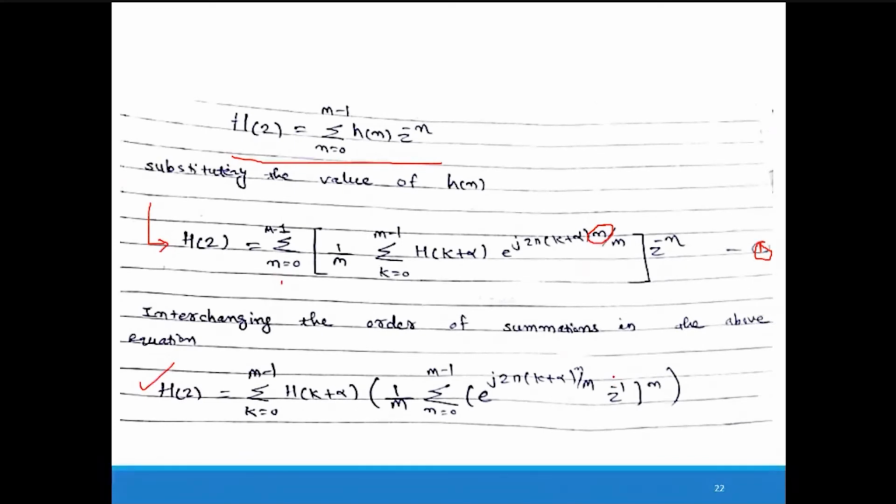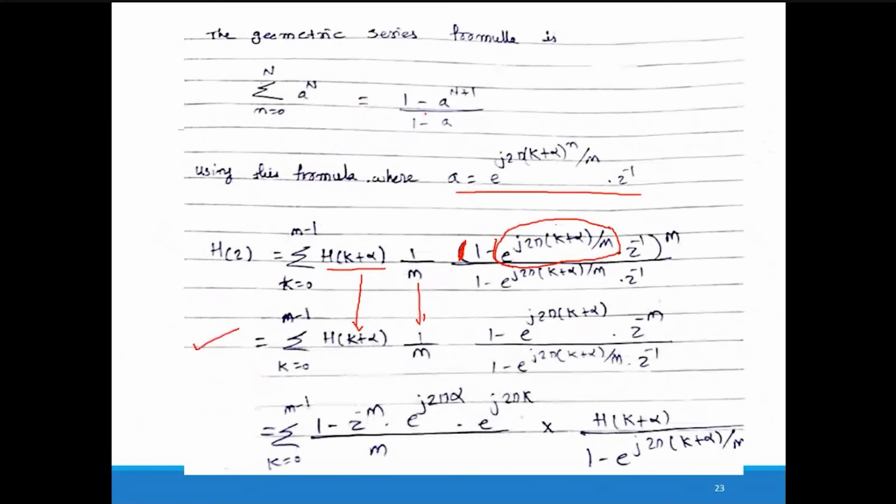So for the formula for a geometric series, there must be a to the power small n, no? Otherwise, the answer would be different. It would be n a to the power n. So here the term will be e raised to j 2 pi (k plus alpha) divided by m only. Yes, sir. Okay, I will check that.